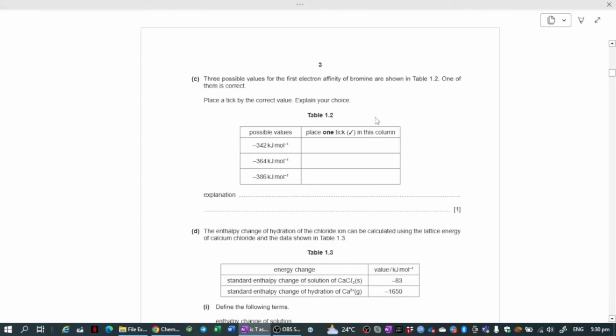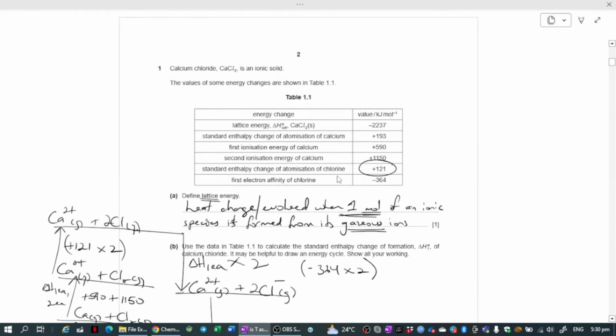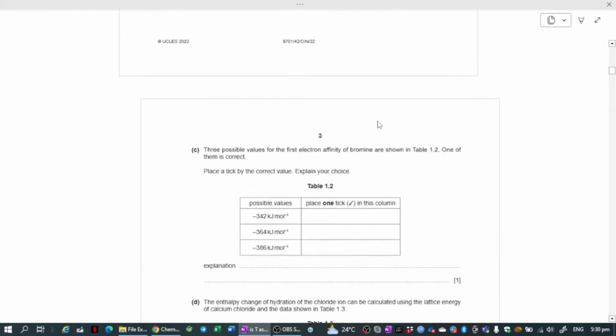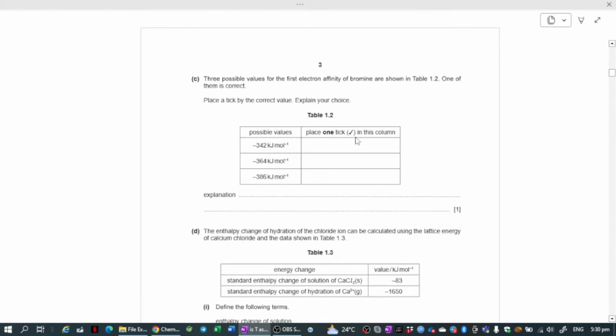Part C of the question tells us that 3 possible values for the first electron affinity of bromine are shown in table 1.2. One of them is correct. Place a tick by the correct value and explain your choice. And we are comparing this against chlorine. So they tell us here the first electron affinity of chlorine is negative 364. So the question becomes, would the electron affinity of bromine be greater or less than chlorine? And the answer is, it will be less. It will be negative 342 kilojoules per mole.